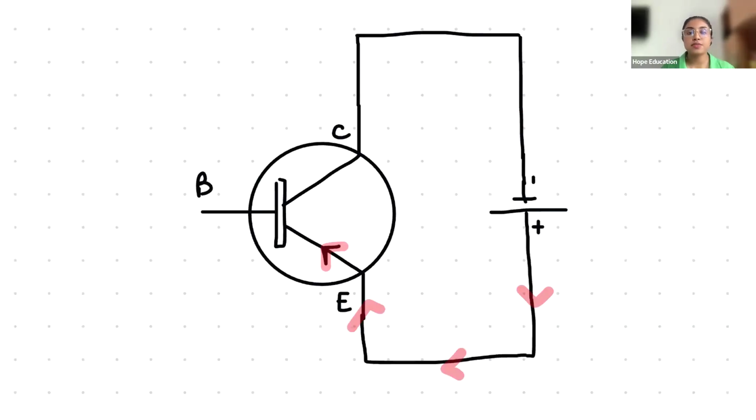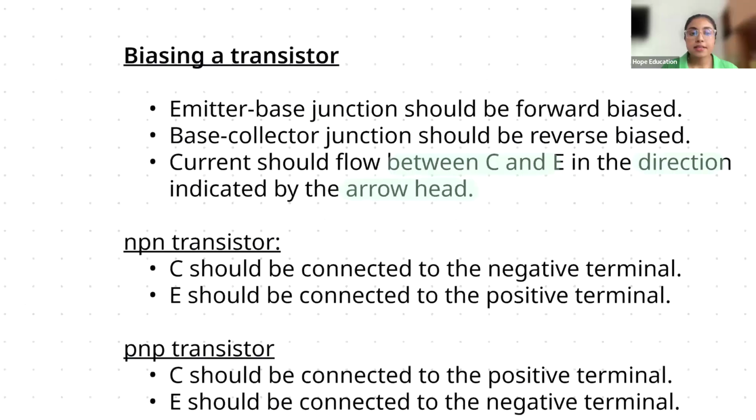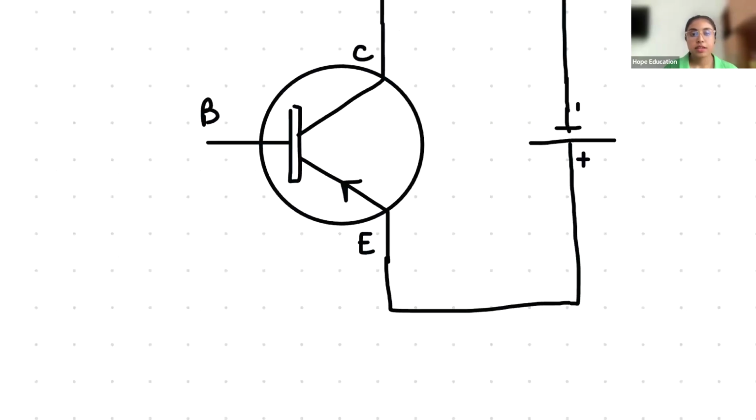Now let's look at the first point. The emitter base junction should be forward biased, right? I will do something like this. The base and the emitter should now be connected like this. It should be forward bias.